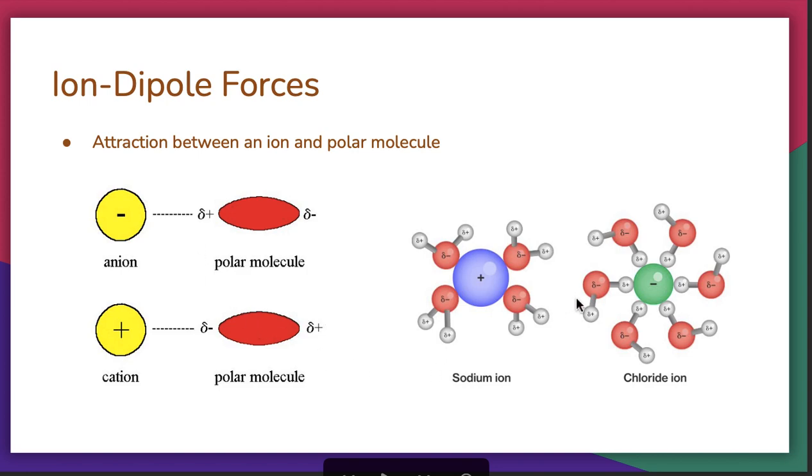So in these examples, there's a sodium ion that has a generally positive charge around it, and it's attracted to the partial negative charge that the polar molecule water has. So it's attracted to the O on it. But then if you look at the chloride ion, it's attracted to the partial positive that's present by the hydrogens of the water molecule. So all the hydrogens are kind of touching it. So those are the ion-dipole forces. And again, these are the strongest of the intermolecular forces.